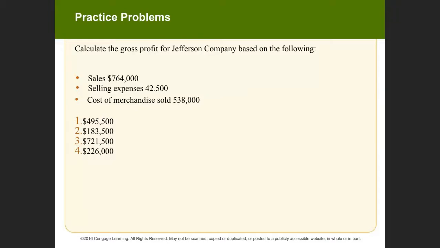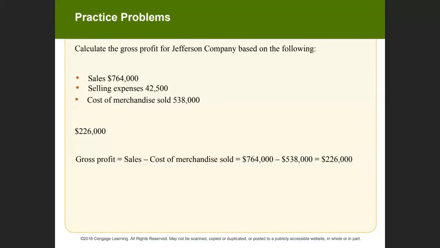Anybody know what the formula is that we're going to use for this one? Not assets equals liabilities plus equity. We're calculating the gross profit for Jefferson Company. So do we know how to calculate the gross profit? To calculate the gross profit, we're going to take the sales of 76,764 and subtract out the cost of merchandise sold, and that's going to give us our gross profit. So we're not going to do anything with the selling expenses. Gross profit equals the sales minus the cost of merchandise sold. And that's going to give us 226,000.